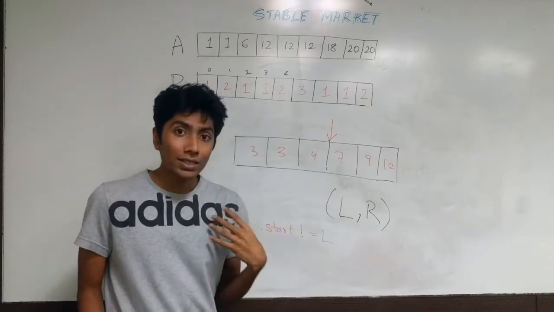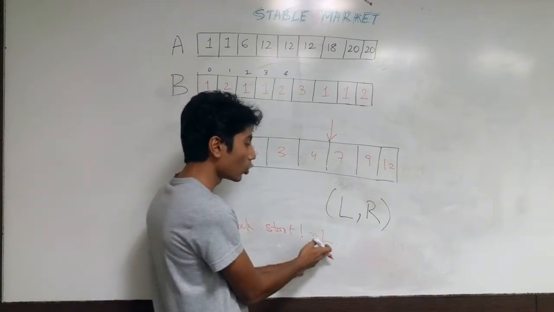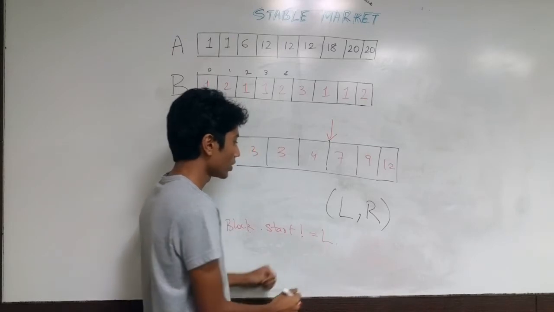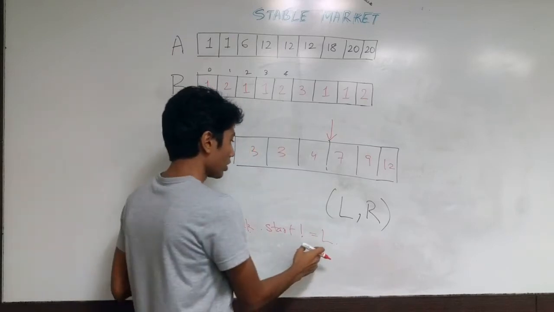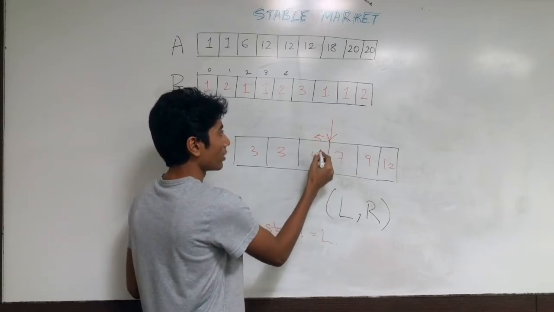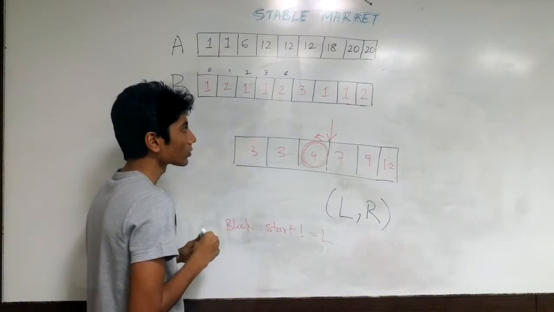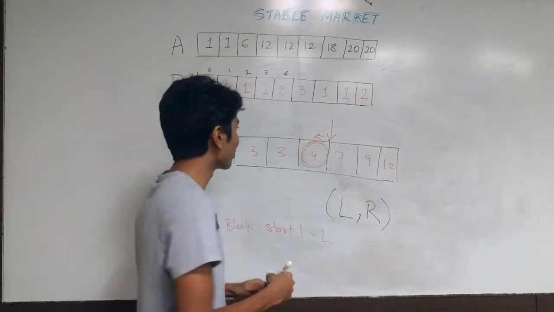So if you can tell what is the insertion point, you can also tell which block start is close to L. So the leftmost block having an index less than L will be one away from the insertion point, which would be this very index over here. I'll take an example here to make things simpler.